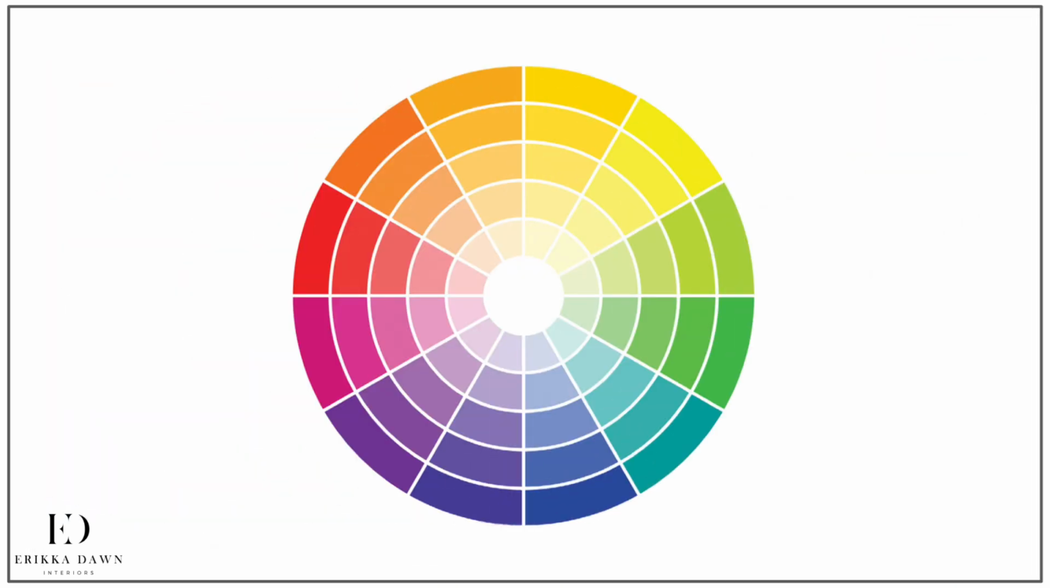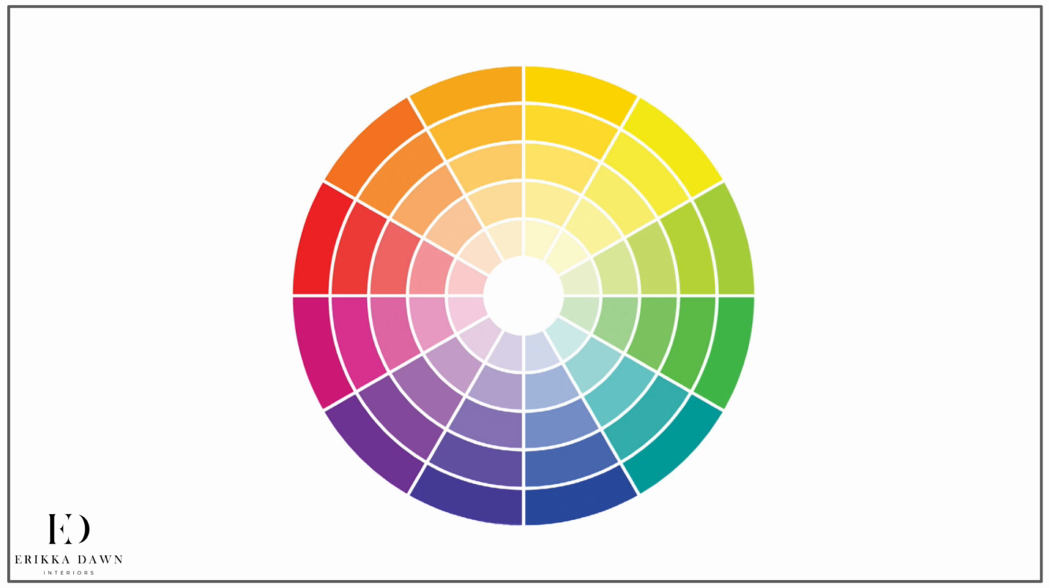So, do you remember what the main secondary colors are? You got it right if you said purple, orange, and green. Purple is achieved by mixing red and blue. Orange is achieved by mixing red and yellow. And green is achieved by mixing blue and yellow.